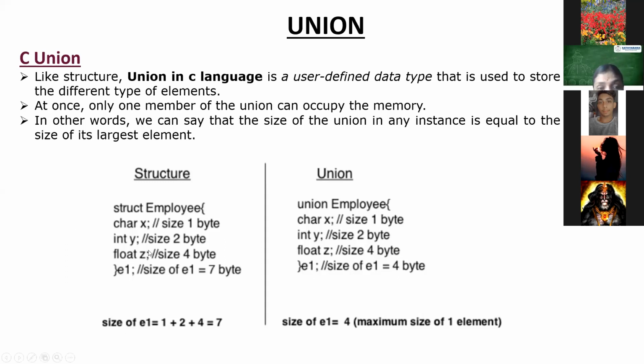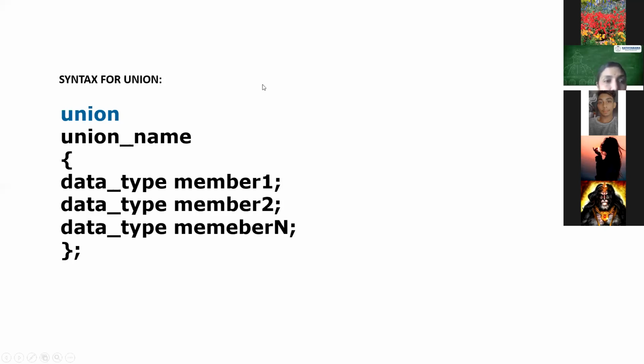So it can store n number of data type members, and each data type member will be stored in separate memory. But here you see, only one data type member can occupy that memory at a time. Here the syntax is the same, but instead of struct, you will use union. The syntax for union: previously we had struct and the tag name; similarly here, union underscore name. Similarly, we define data type member 1, data type member 2. Likewise, you can define n number of data types.